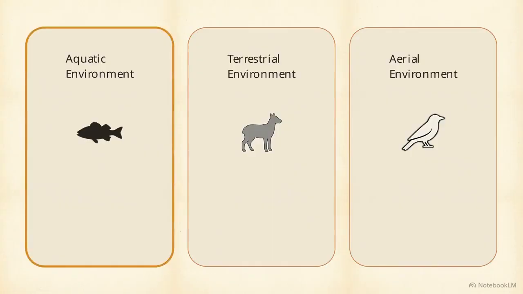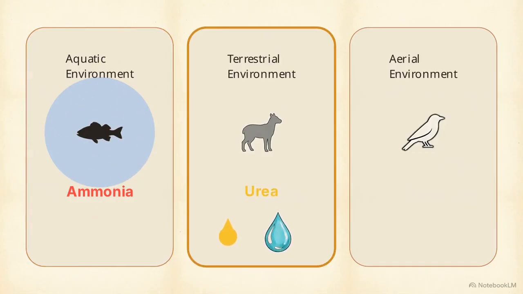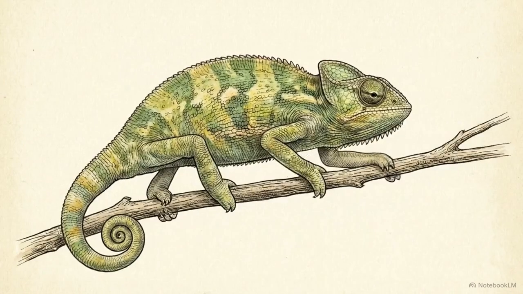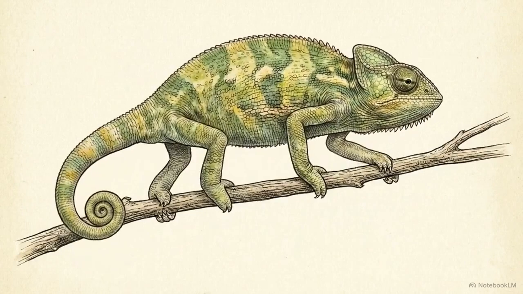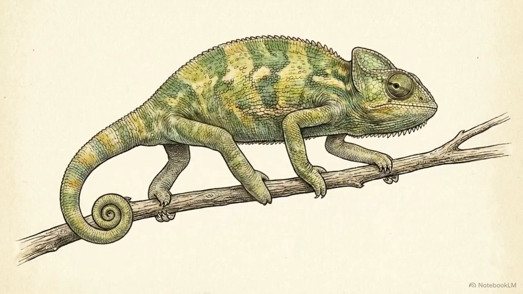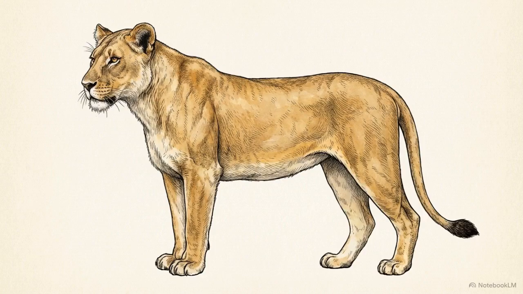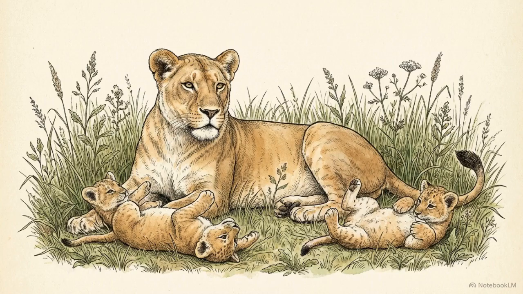Fish diffuse toxic ammonia into water, using currents for instant dilution. Land mammals convert waste into urea, storing it briefly to conserve precious water. Birds process waste into solid uric acid, eliminating water weight, an essential requirement for flight. Excretion proves that life is a delicate balancing act, constantly adjusting internal chemistry to survive the unique pressures of the outside world. While these 6 processes sustain the individual, one final process ensures the survival of the species: reproduction.